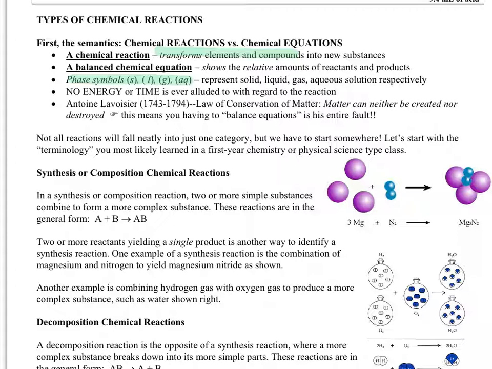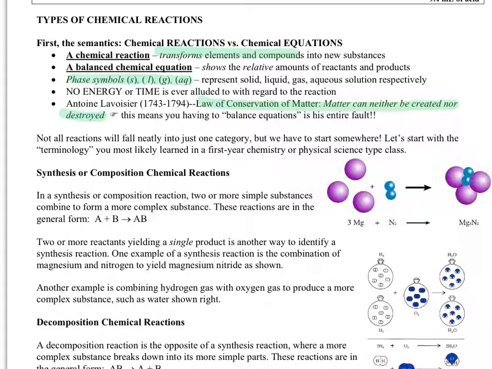Antoine Lavoisier, you may have heard his name last year, but he's the fellow responsible for the law of conservation of mass. You should know this backwards and forwards. Matter can neither be created nor destroyed, and because of this concept, it means we have to balance equations. The number of atoms of a single element on the left is equal to the number of atoms of that same element on the right, even though it's been recombined with a different element.